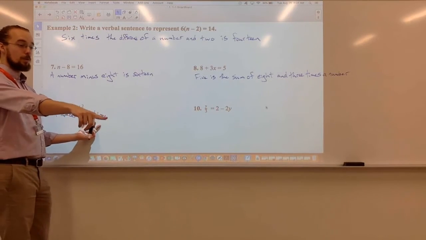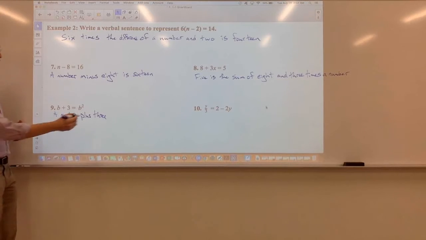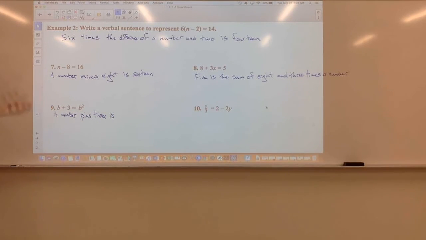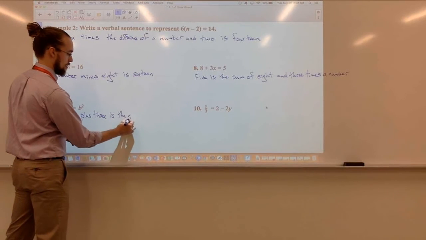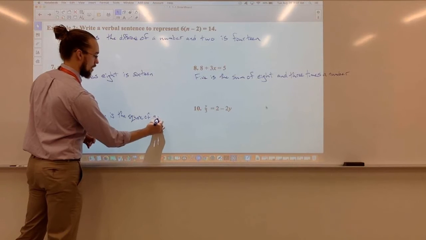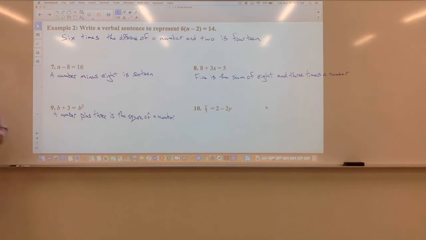All right, so what you just said had one thing wrong. The way you said a number plus 3 is the square root of a number. It should just be the square. Doesn't it actually say a number squared? Yeah, you could say a number squared as well. The square of a number or a number squared.